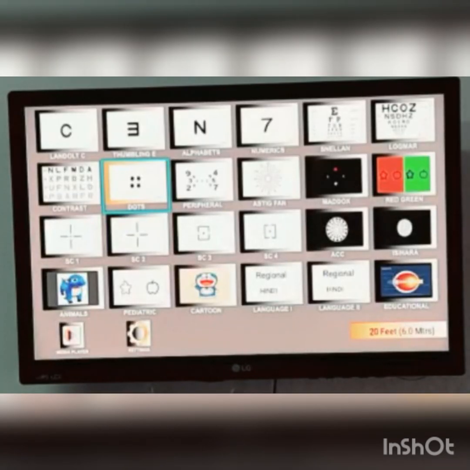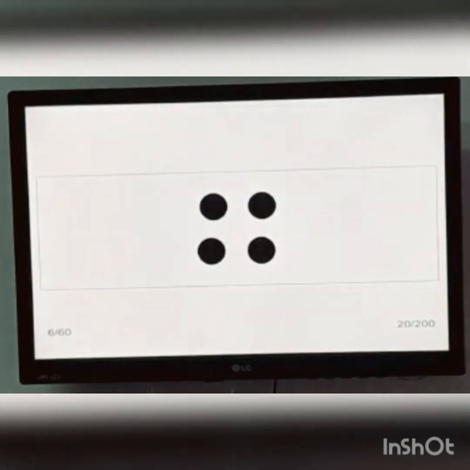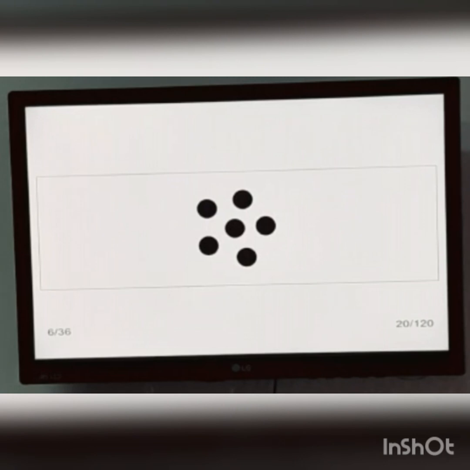The next chart we have is the dot chart. A dot chart is used for patients who cannot read or write, patients who are totally illiterate as well as physically handicapped for hearing and speaking, like deaf and dumb. It contains dots present in boxes. The patient has to count and tell the number of dots present in the boxes, and according to the lines and boxes, the patient can read or tell the right number of dots, which is the best measure of visual acuity.